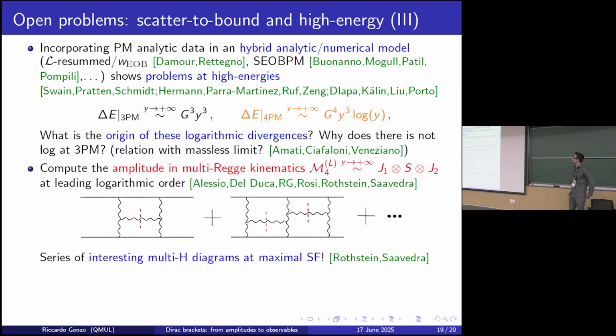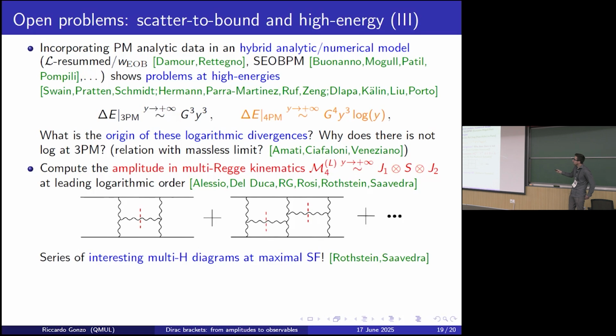So something that we did recently, a long collaboration with Francesco, Alessio, Vittorio Del Duca, Emanuele Rossi, Ira Rothstein, and Michael Saavedra. We try to understand this from there. They have a recent nice paper on the SCET perspective on the high energy problem, talking about how the Glauber soft modes interact and how to essentially characterize the high energy limit in classical gravity. And you find a very nice series of diagrams, multi-H diagrams, which give the leading contribution, the leading log contribution, at high energies.